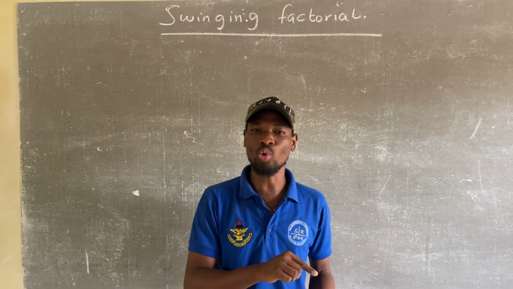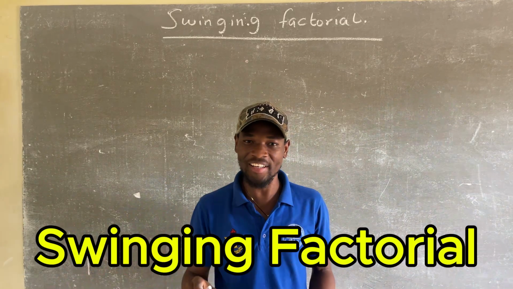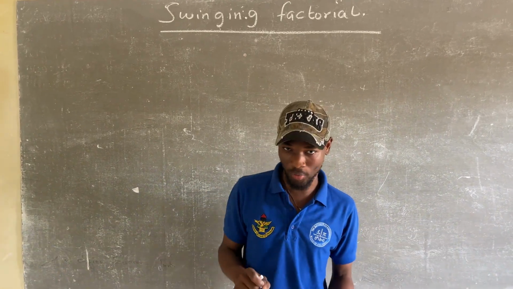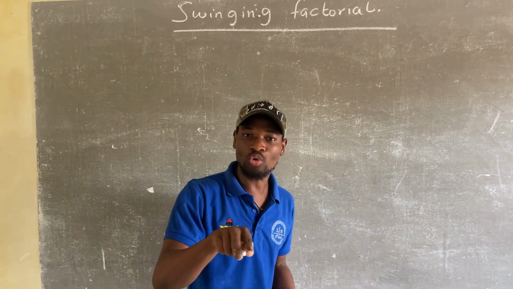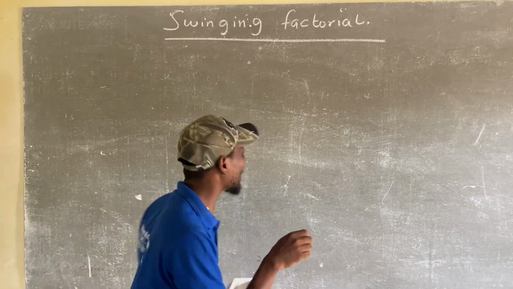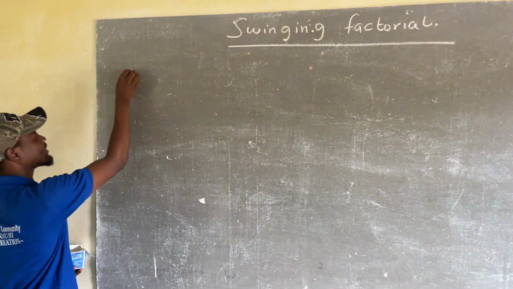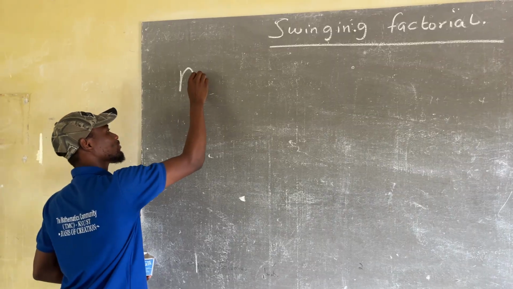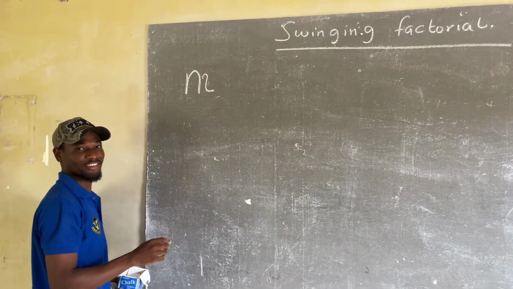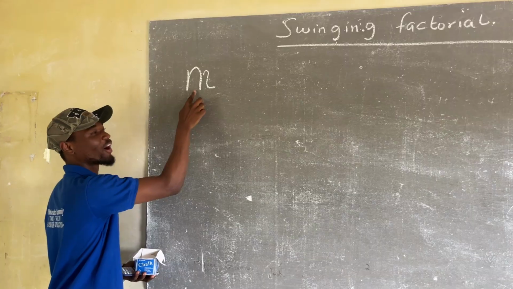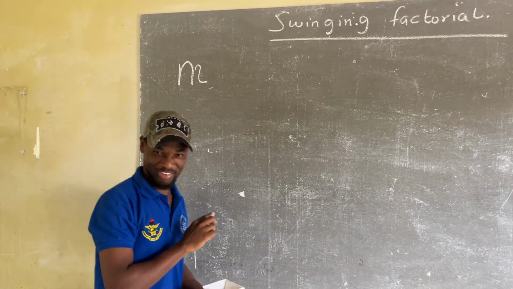Today, we are going to consider swinging factorial. And swinging factorial is denoted by this symbol. They have something like this. So this is swinging factorial of n. Do you get it that way?